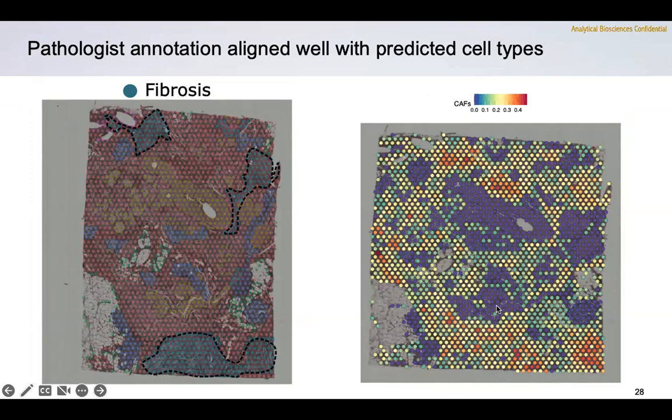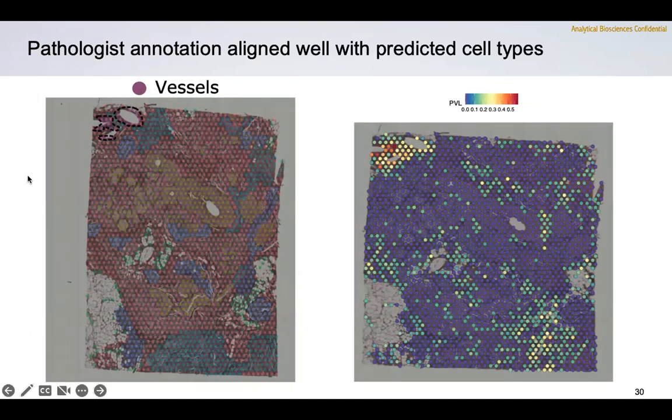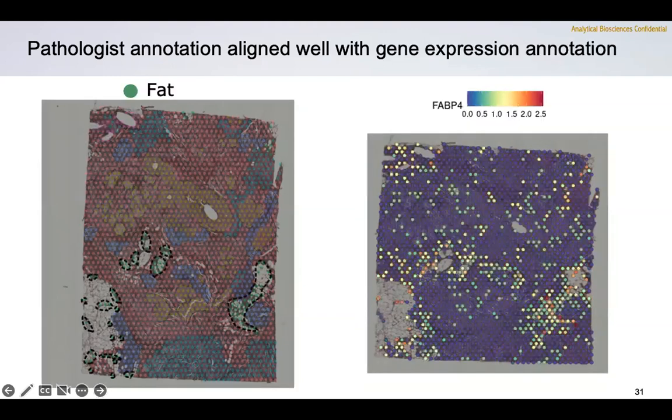On the left, you see the fibrosis, the green region annotated by the pathologists. It also aligns well with the region where we got the highest score for cancer-associated fibroblasts from SPOTlight. The same for epithelial cells. And the vessel elements are these purple regions annotated by the pathologists. These also match well with the region where we got the highest score for PVL, or perivascular-like cells, from the single cell data.